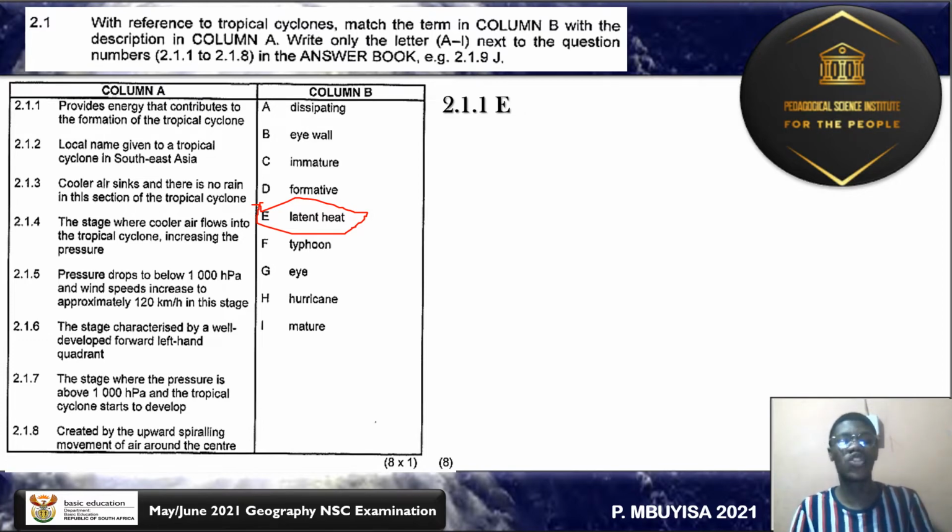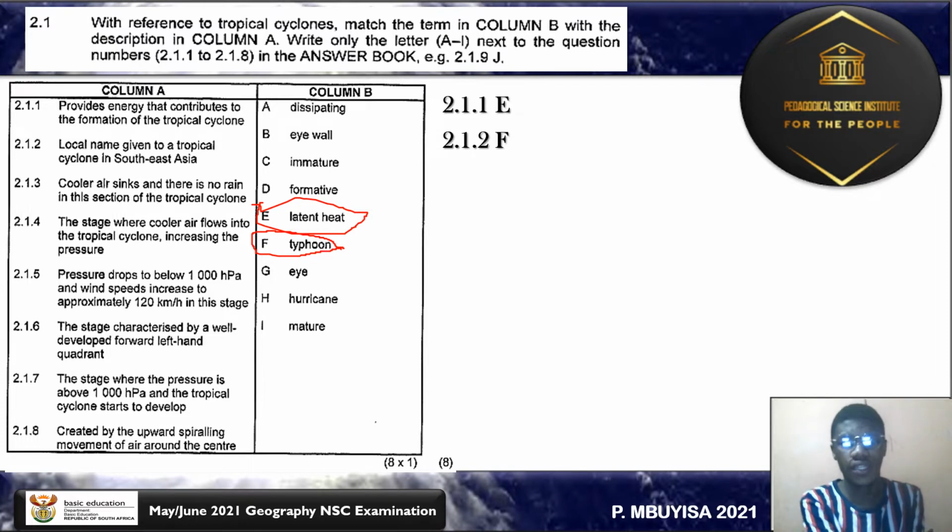And then 2.1.2, the local name given to a tropical cyclone in Southeastern Asia. Now you'll remember that I showed you a diagram of the world, and I showed you that in Southeastern Asia, we usually call our tropical cyclones typhoons. So the answer there is F. Usually call them typhoons.